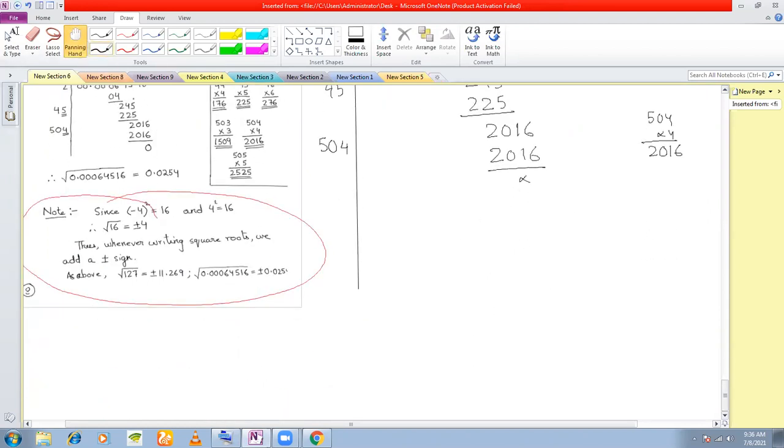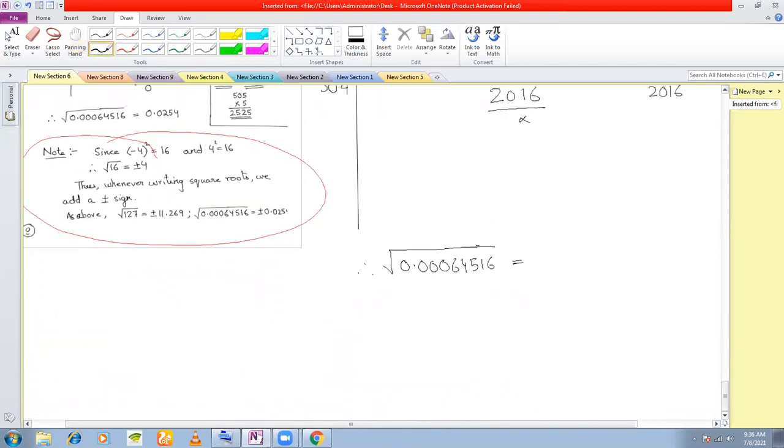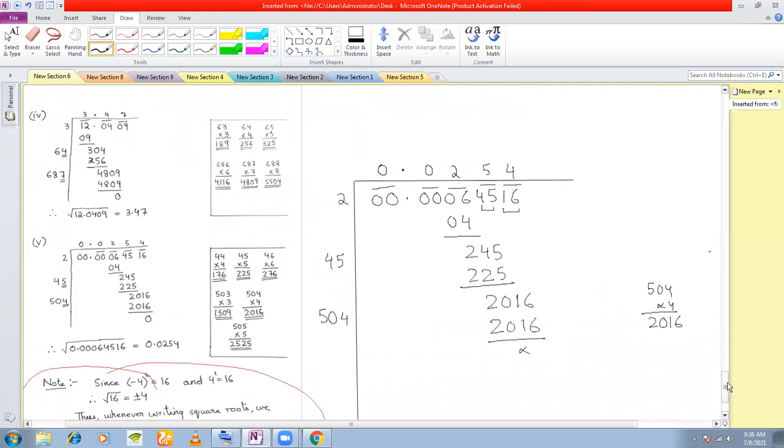And therefore we write, therefore, square root of 0.00064516 is equal to, what have we got here? 0.0254, with a plus or minus sign. Okay, any questions in this problem?